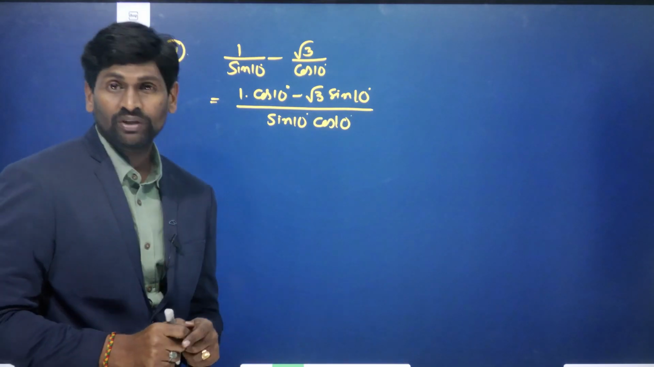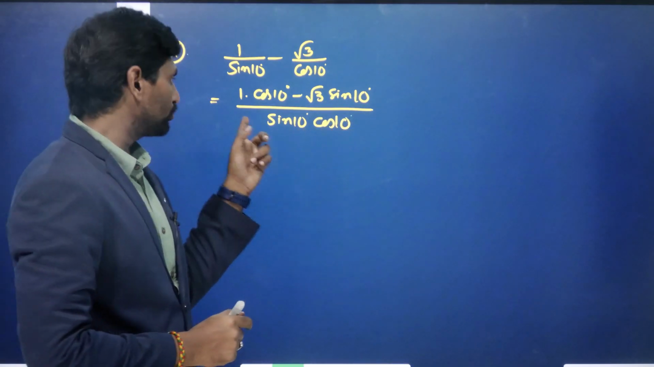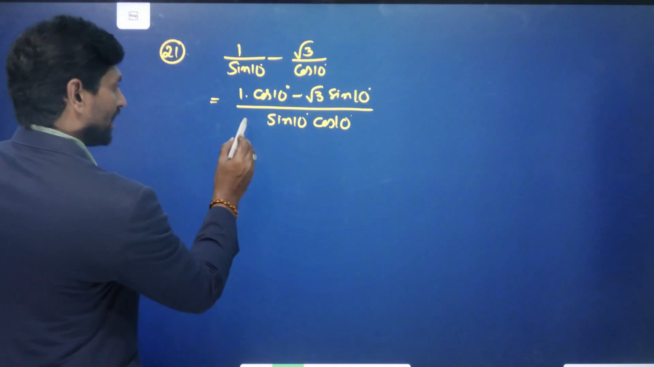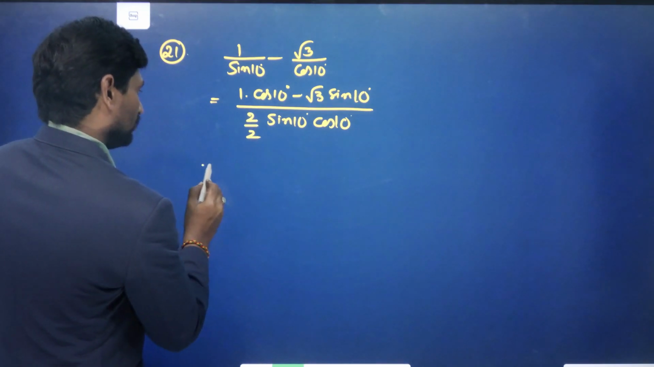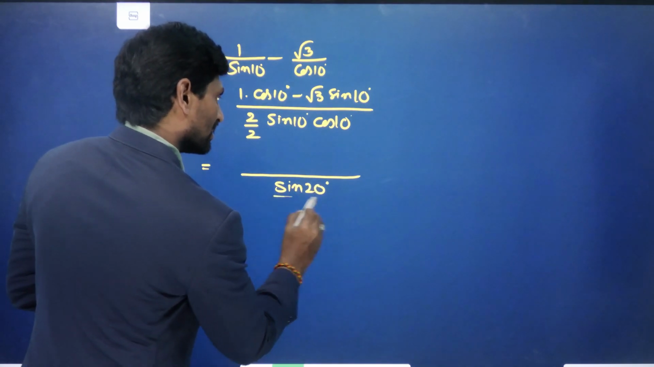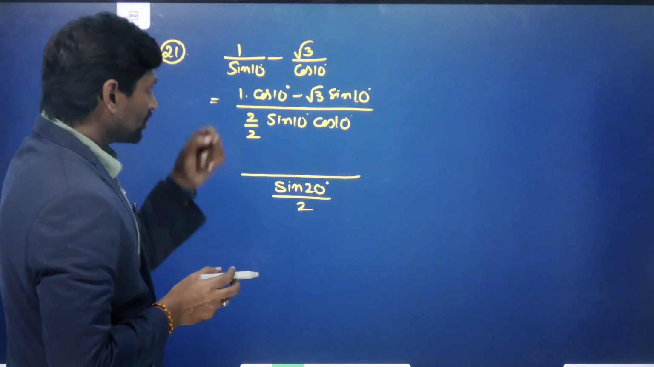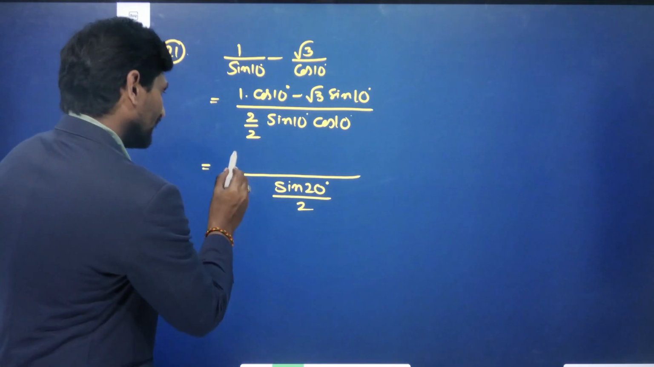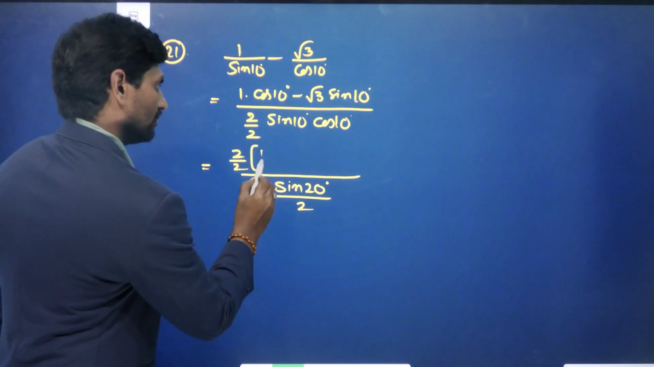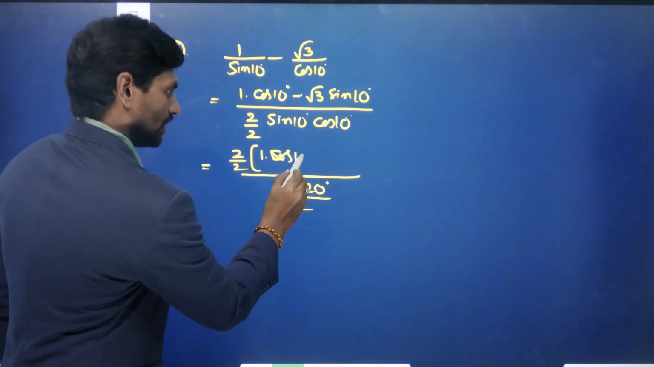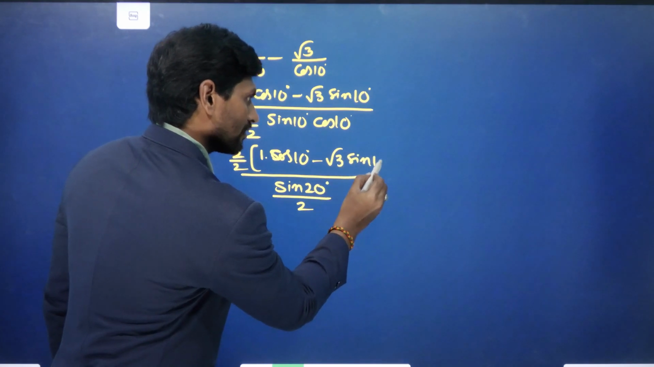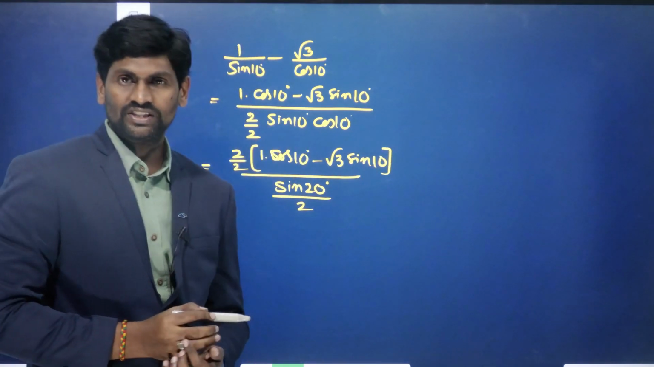But while you are observing the denominator, it is in the form of sin theta cos theta. If you have 2 in front of them, 2 sin theta cos theta is the sin 2 theta formula. So for that I am just multiplying and dividing by 2. Then the denominator will be sin 2 into 10, that means sin 20 degrees, by 2. And what about the numerator? Numerator also, the entire term I am going to multiply and divide by 2. That means 1 into cos 10 degrees minus root 3 into sin 10 degrees.